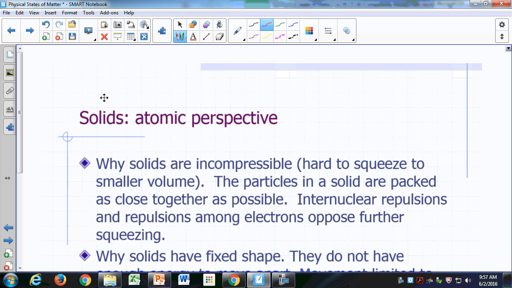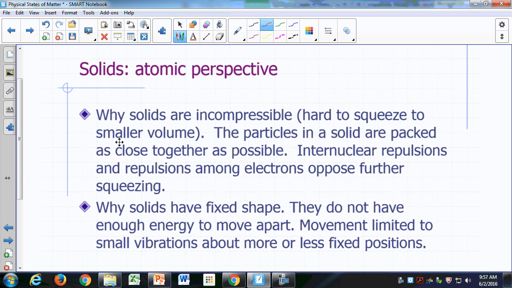So let's now summarize the atomic perspective regarding solids, liquids, and gases. So, why are solids incompressible? They're hard to squeeze to a smaller volume. The reason is the particles in the solid, the atoms, are packed already as close together as possible.